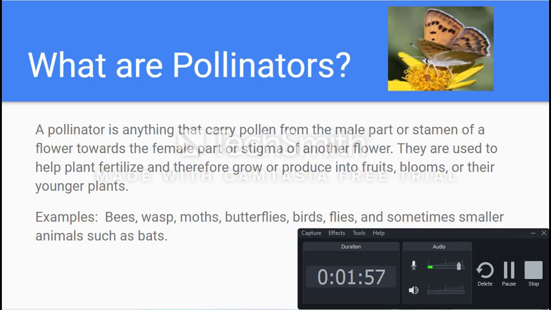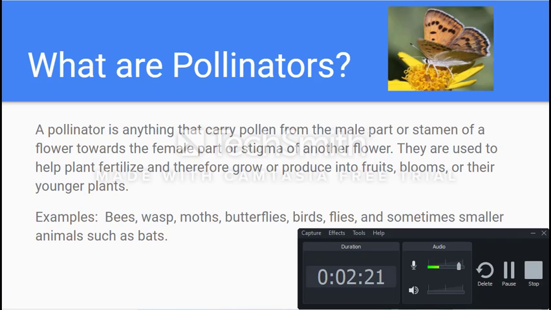They are used to help plants fertilize and therefore grow or produce the fruits that we eat, the blooms that you will see on flowers, or to help many young saplings grow from young to mature plants as well. Some of the most common examples of pollinators are bees, wasps, moths, butterflies, and birds.